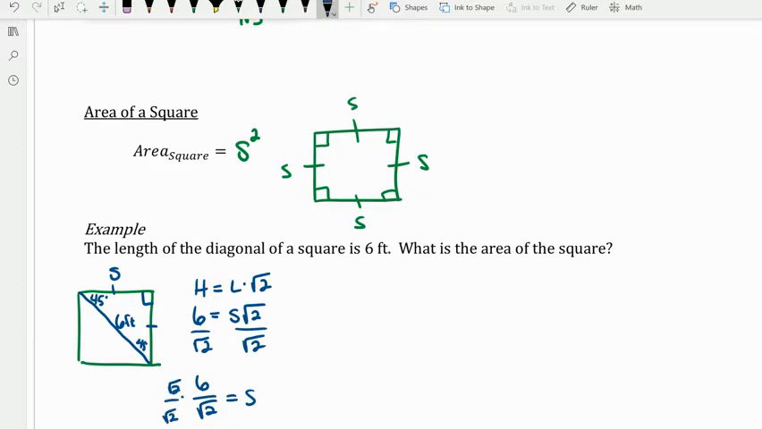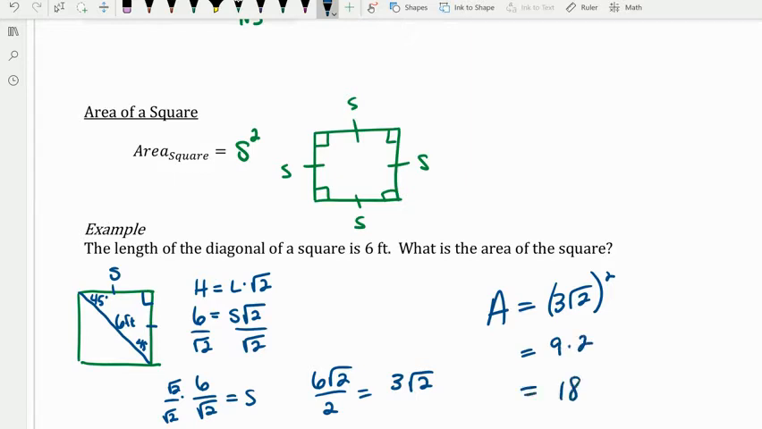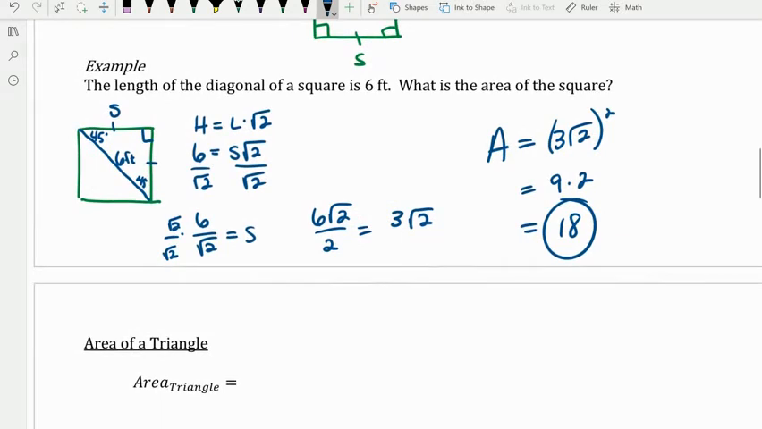So then our side length would equal 6 radical 2 over 2. And then I can simplify that and get 3 radical 2. So then the area of our square would be 3 radical 2 squared, which is 9 times 2, which is 18. Okay, so you can use the diagonals. You don't have to have just the two sides. We can use the diagonal to get those to then find our area.